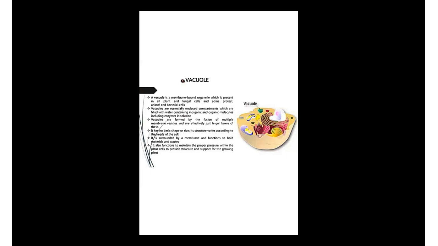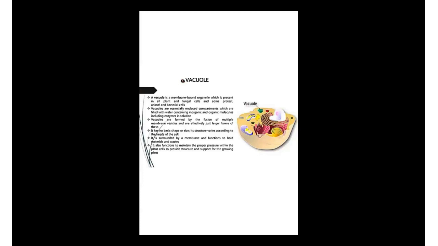Okay, so vacuoles are formed by the fusion of multiple membrane vesicles. There is no basic shape and structure; it varies according to the need of the cell. So whatever the need of the cell, they vary accordingly.